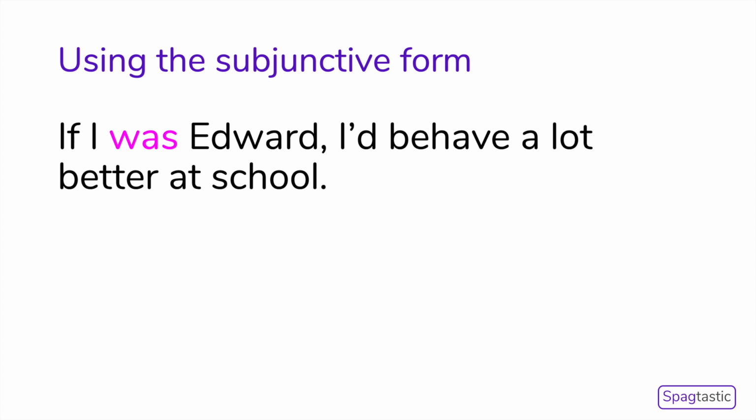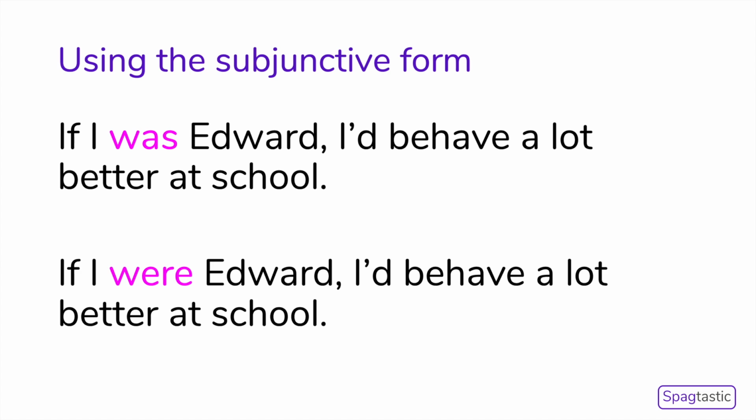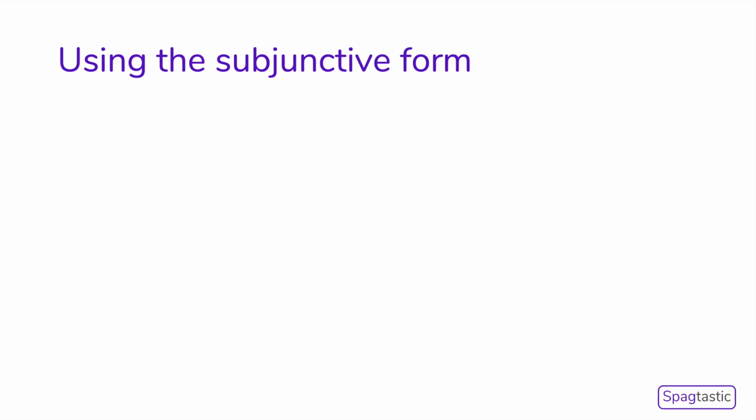This does not use the subjunctive form. However, we can change the verb was into were, so that we are now using the subjunctive form. The new sentence is, if I were Edward, I'd behave a lot better at school. So this uses the subjunctive form.